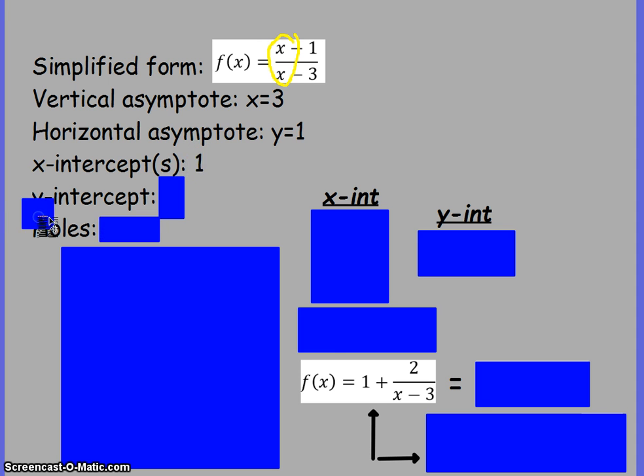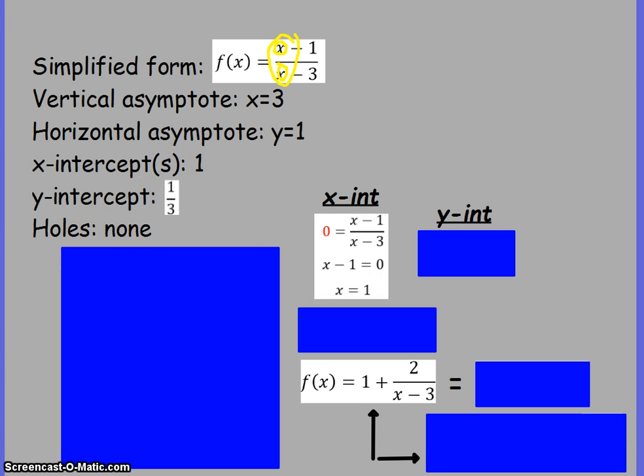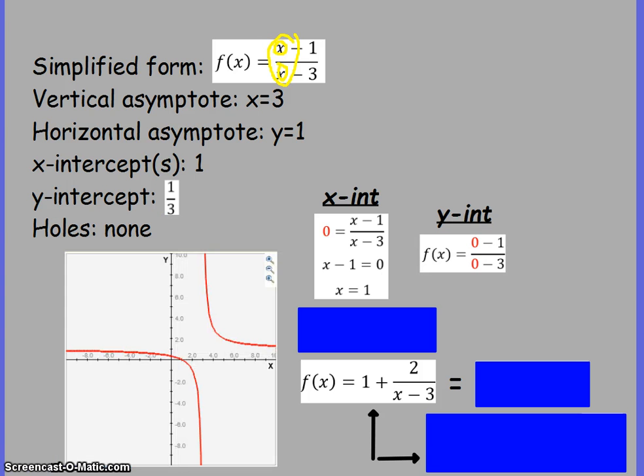X-intercepts, set y equal to 0 and solve. We have one x-intercept at x equals 1. And y-intercept, we set x equal to 0, and that becomes 0, we're left with negative 1 over negative 3, which gives us a y-intercept of 1/3. There are no holes on this rational function since there were no factors that canceled out with each other. There's the work for the x and y intercepts. And we're done. And we can graph this function to check that our answer is correct.